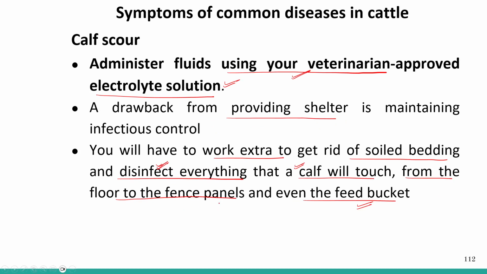So this is all about this session. We completed some common diseases in cattle with this particular session. Thank you very much.